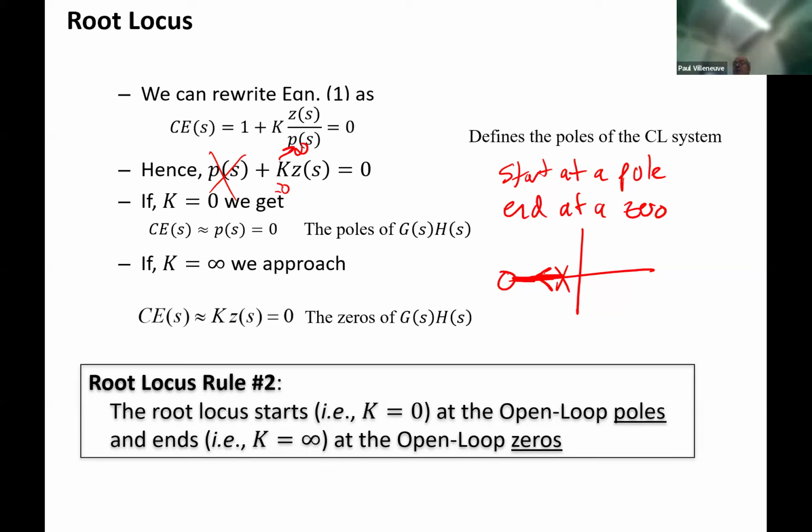It'll help you when you're starting to draw pictures of it, especially when you leave the real axis and it starts going up or down. You can go ahead and see that.